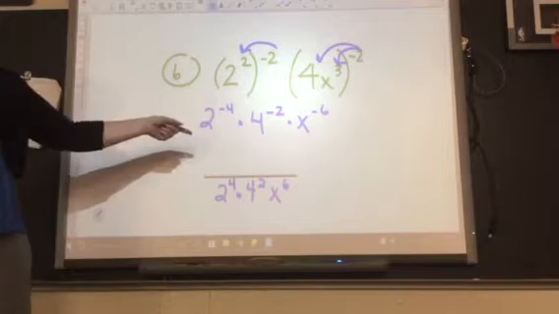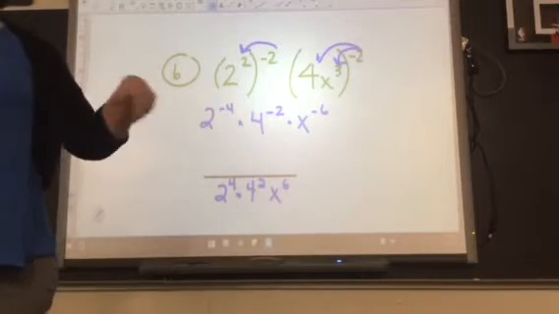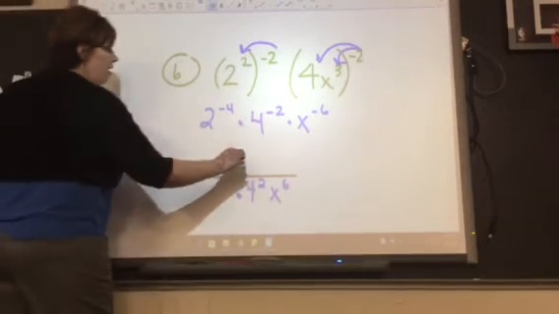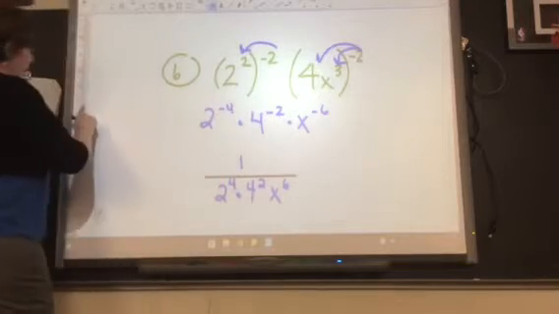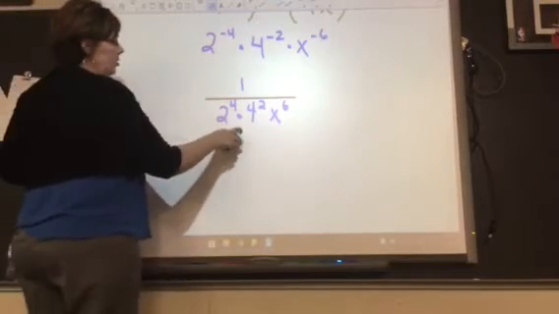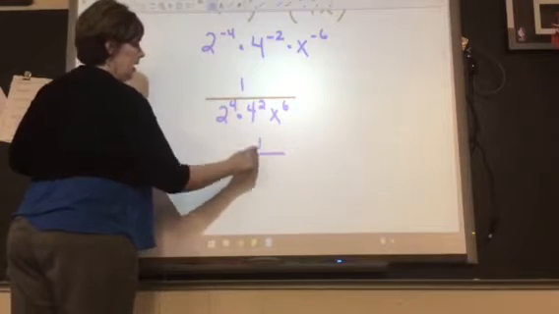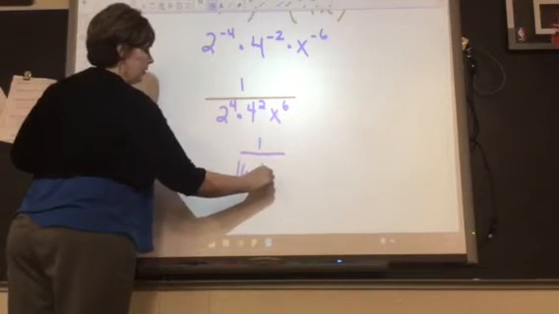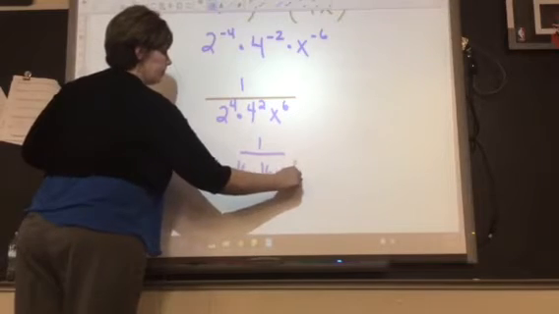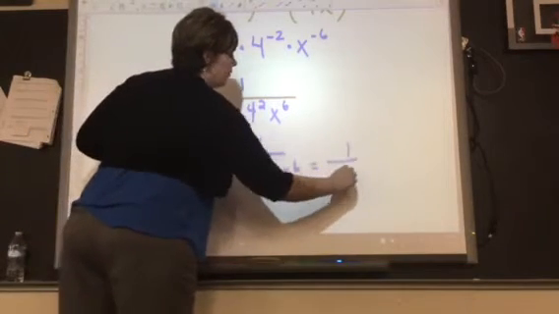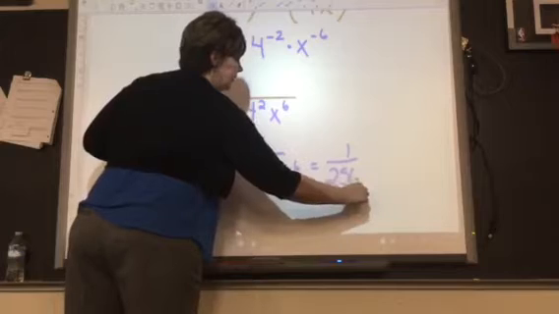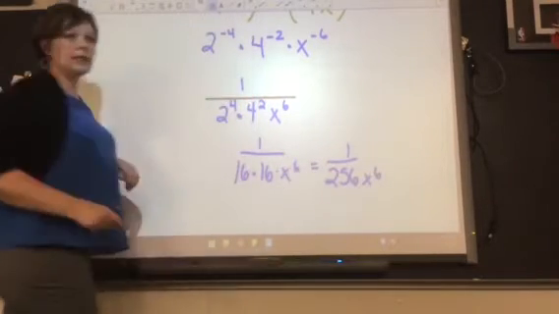What the heck am I going to put upstairs? A 1. Not a negative. There's no negative in here, Cameron. A 1. Okay, what is 2 to the 4th power? 16. Times, what is 4 to the 2nd power? 16. Equals 1 over 256 x to the 6th power.